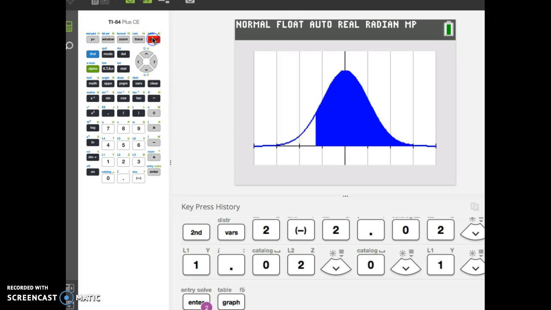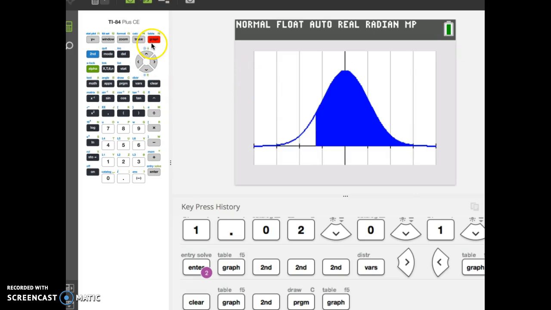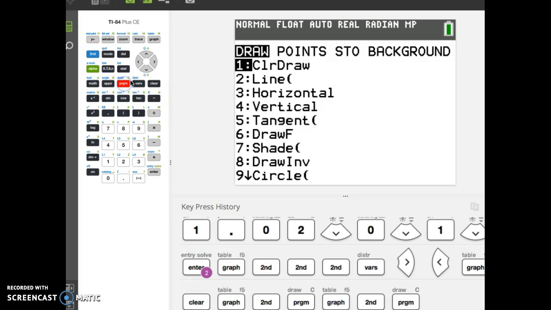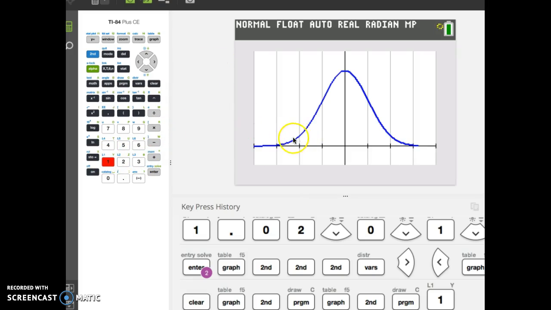Again, to graph this, we're going to need to go back, click on the graph on the calculator. Remember, this drawing from the previous example is still here, so to clear that out, you need to go to second program, choose number 1, clear drawing. So now we're back with just the original graph.